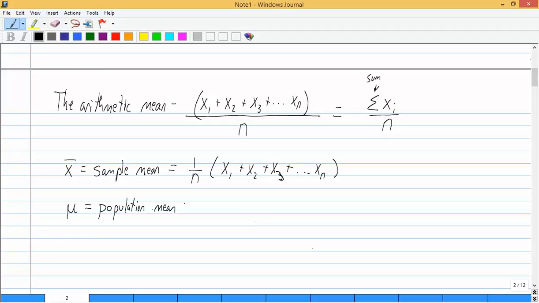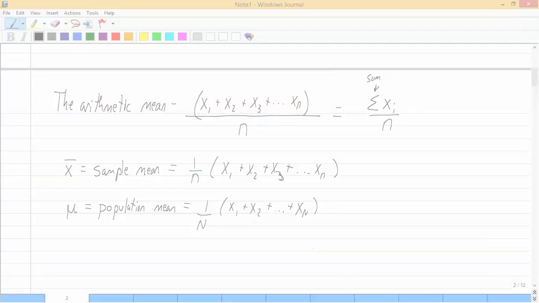The formula is the same. It's just that instead of a lowercase n for a sample, an uppercase N is used for a population. But you find the values the same way. You just add all the values together and then divide by the number of values or data items.